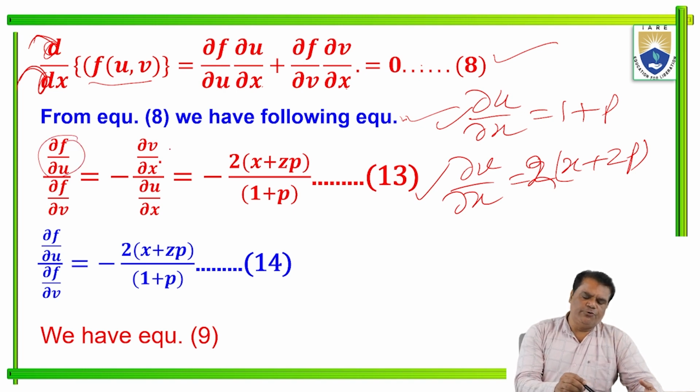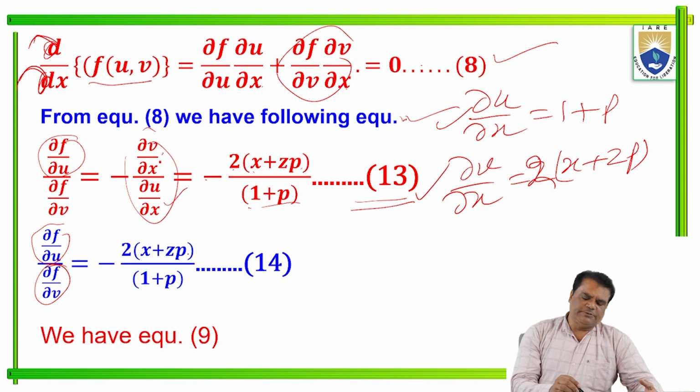∂f/∂u equals minus ∂v/∂x upon ∂u/∂x. Taking this term to this side and this upon this, we get this relation. Putting the value of ∂v/∂x, it is minus 2(x plus zp) upon (1 plus p). This is equation 13. Similarly, we can write ∂f/∂u upon ∂f/∂v equals minus 2(x plus zp) upon (1 plus p). This is equation 14. Now we have equation 9.